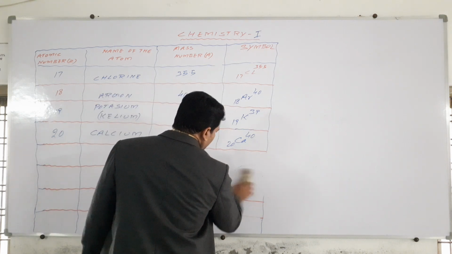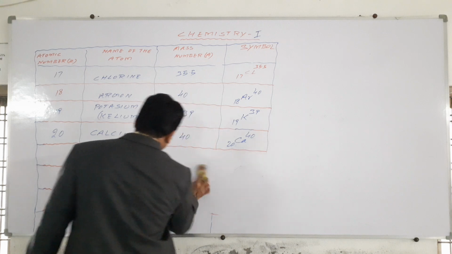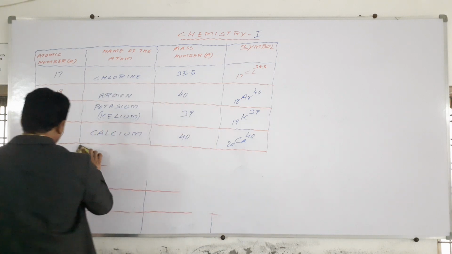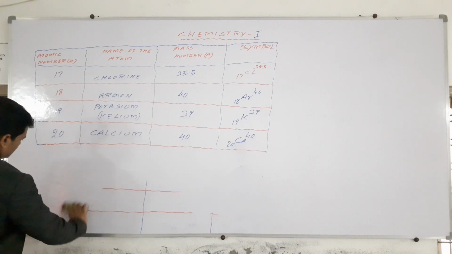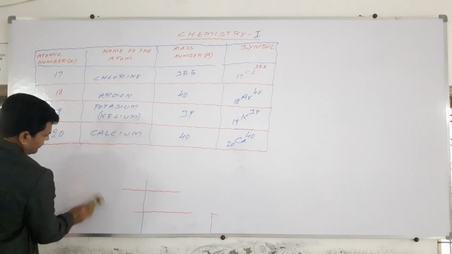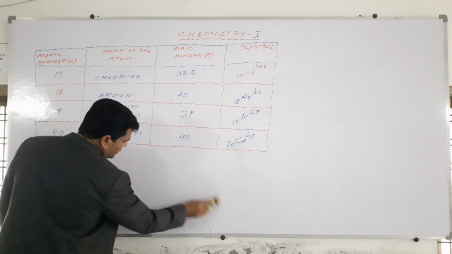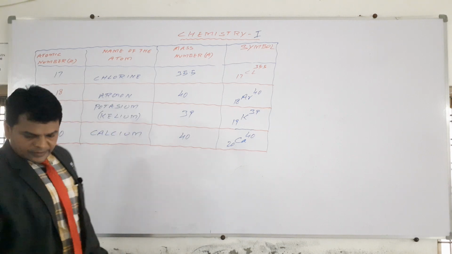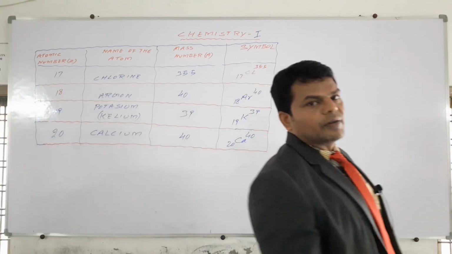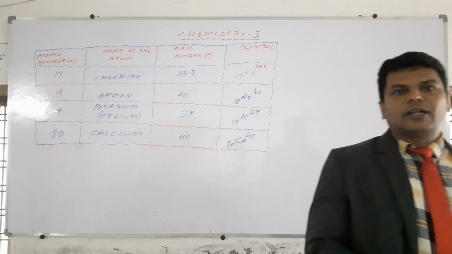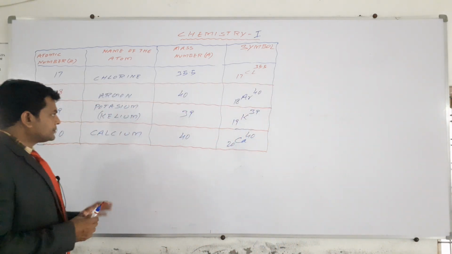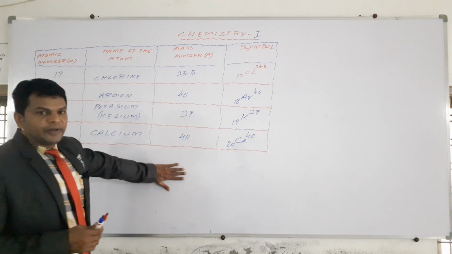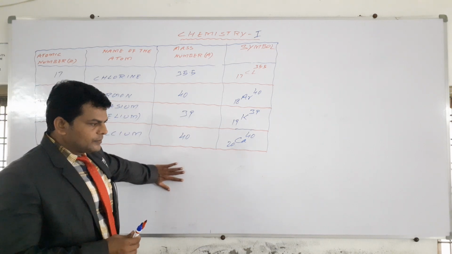Total we have 118 elements, but you have to learn about the first 20 atomic numbers and their atomic weights. Okay. Then this is about 20 atomic numbers and atomic weights.